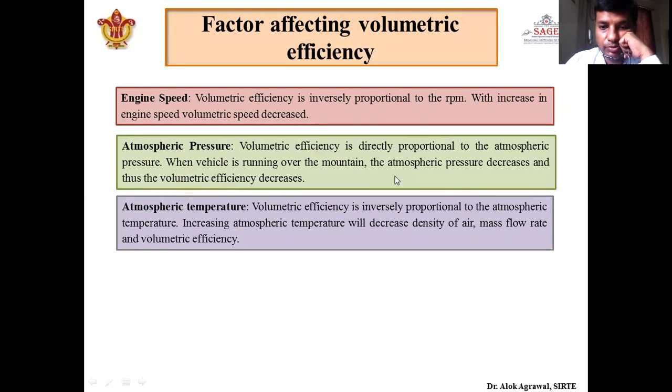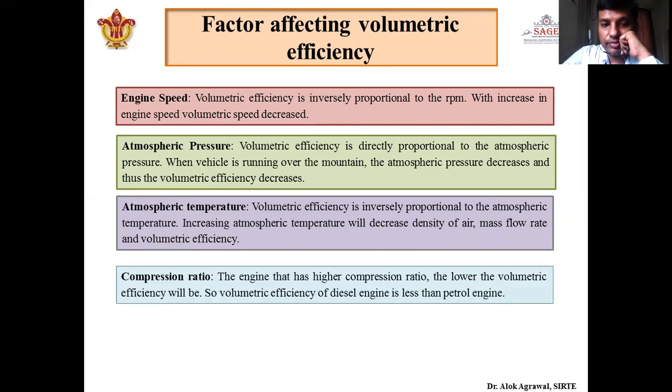Okay, next is the atmospheric temperature. Again, volumetric efficiency is inversely proportional to the atmospheric temperature. It means that volumetric efficiency decreases with an increase in temperature. Now let us understand why. With an increase in temperature, the density of the charge decreases, because the gas tries to expand, so its density decreases. And with this decreased density, the mass flow rate decreases, and hence volumetric efficiency decreases. So with an increase in temperature, volumetric efficiency decreases.